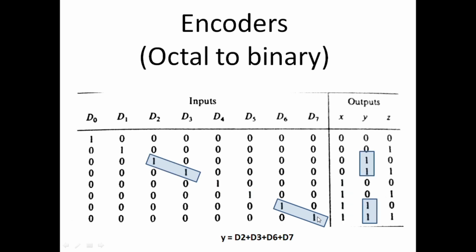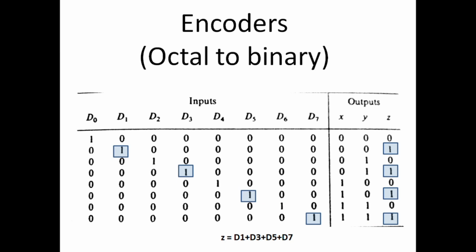Similarly for the other variable y, these two values are 1 in these two rows, and in the corresponding rows in the input columns, only d2 and d3 are 1. So d2 and d3 are ORed, plus the last two rows, so d6 and d7 are 1 in those rows. So y is equal to d2 + d3 + d6 + d7. So this is the Boolean equation of y.